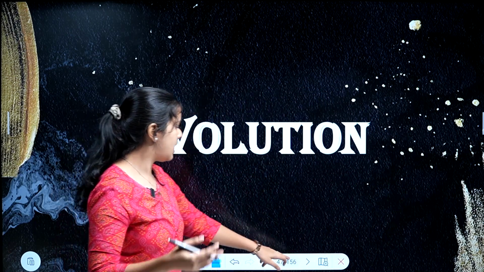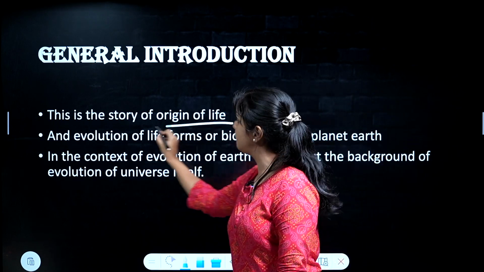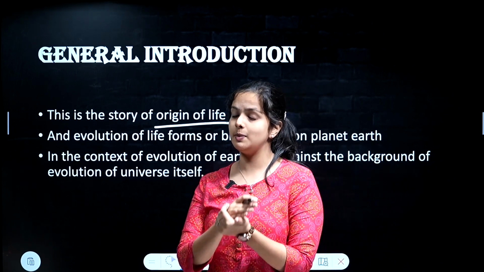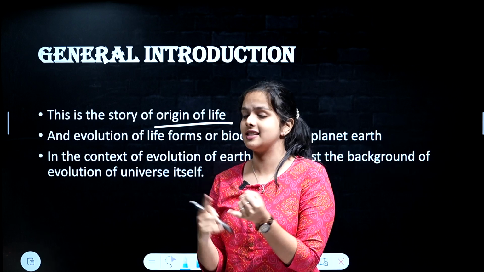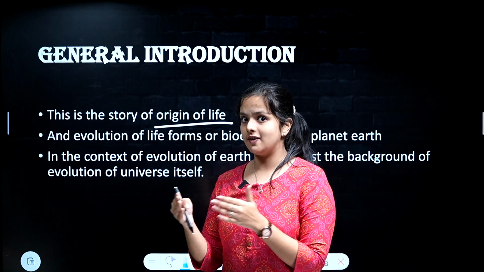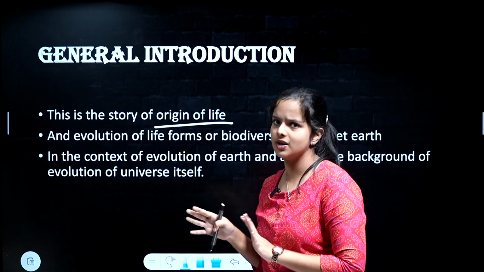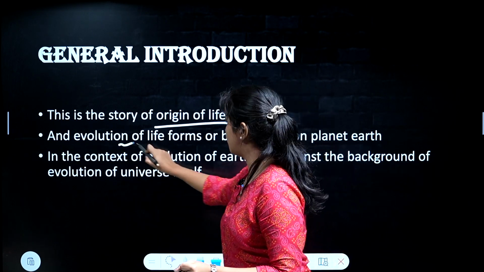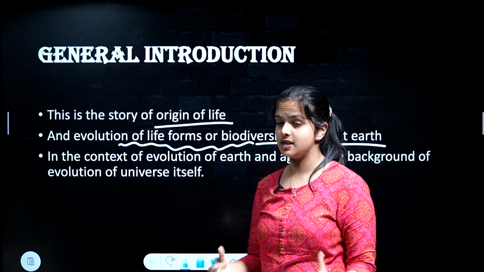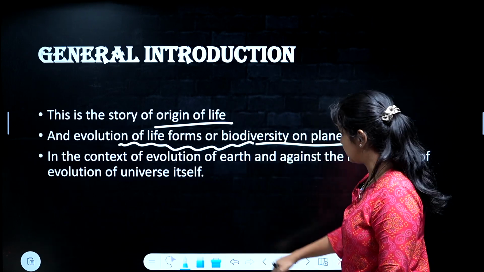If I tell you what we're going to discuss in this chapter, we'll mainly discuss the story of how life originated on Earth and how Earth originated. We'll be learning about the origin of Earth as a planet, and we'll also learn about the origin of life. We'll learn how the universe originated and how it developed into how it is right now, and we'll also learn how life originated on Earth and how it developed into how it is right now. That is the evolution of life forms, or biodiversity: how we have a lot of diverse organisms and plants on our planet right now. That's what we'll be discussing in this particular chapter.